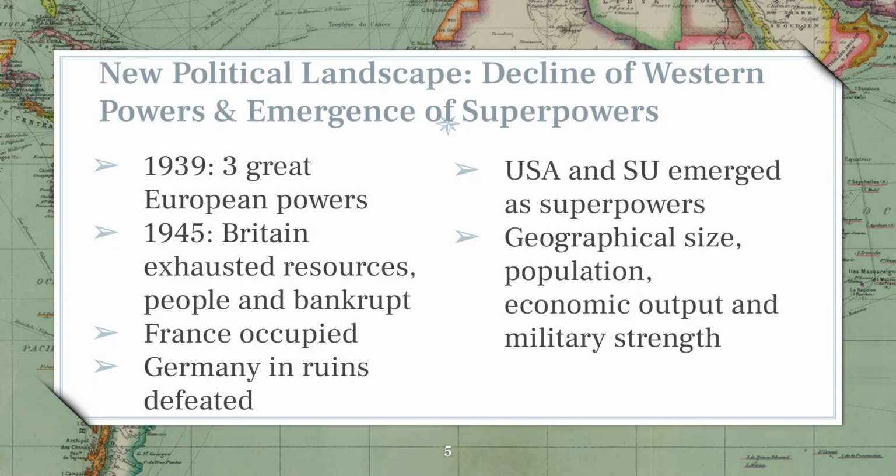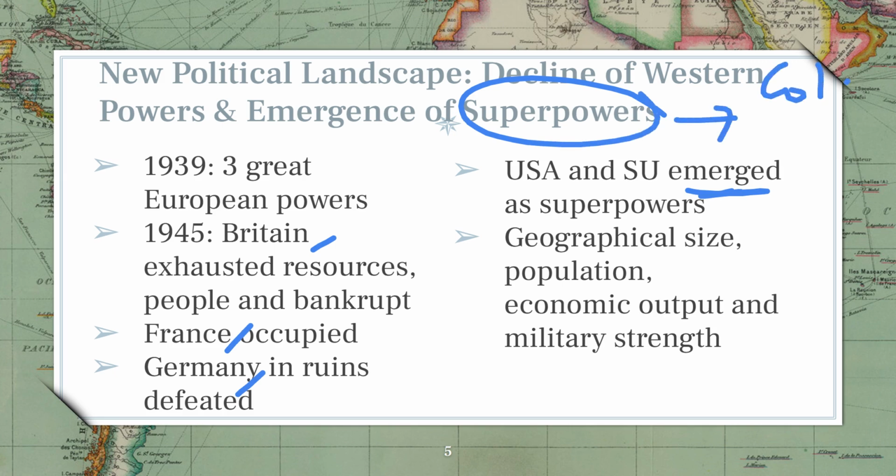So the new political landscape that I hinted at just now is that we see the decline of Britain, France, and Germany, and we also see the emergence of the Soviet Union, USSR, and America as the superpowers. The reason for this would be their geographical size, the sheer population, economic output, and military strength. They really emerged from the war in a very strong position. And as I shared with students in class, why is it that the emergence of superpowers actually brings about the Cold War?